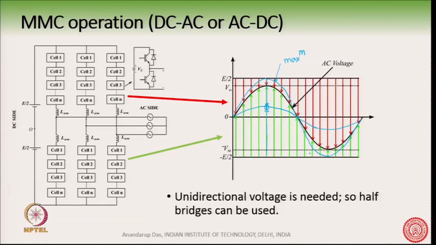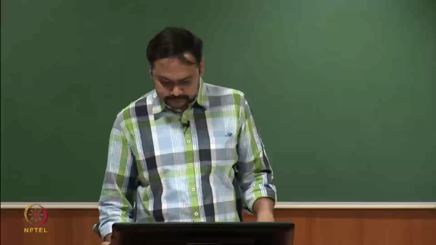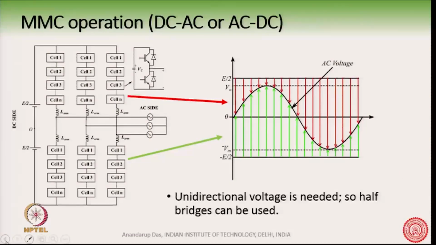There is also one thing to note, and that is all the arrows are unidirectional. So, all the red arrows are pointing downwards. You can see here all the arrows are pointing downwards, while all the green arrows are pointing upward. So, the arrows are unidirectional in nature. So, half bridges can be used, because in a half bridge we only produce unidirectional voltage. So, we have seen now that the arms are producing unidirectional voltages, and so half bridges can be used.